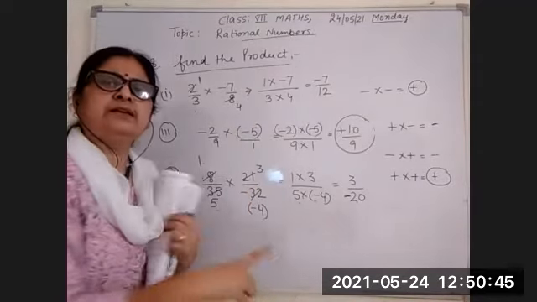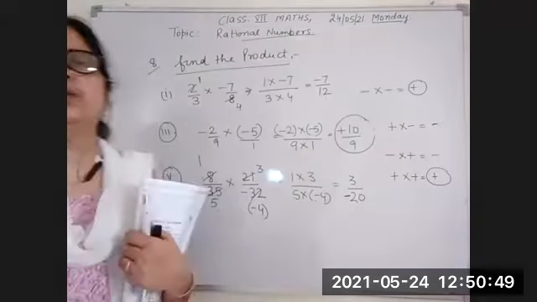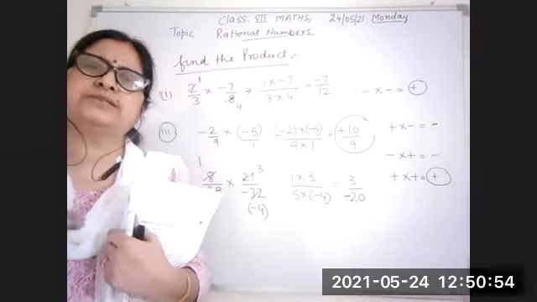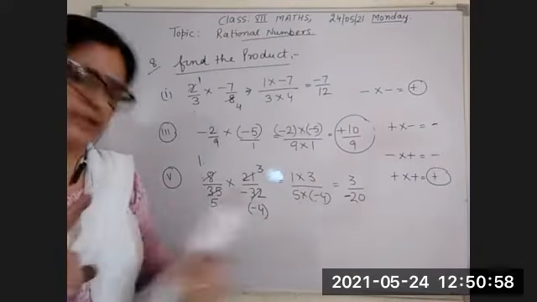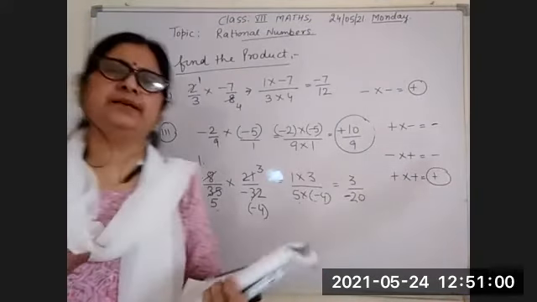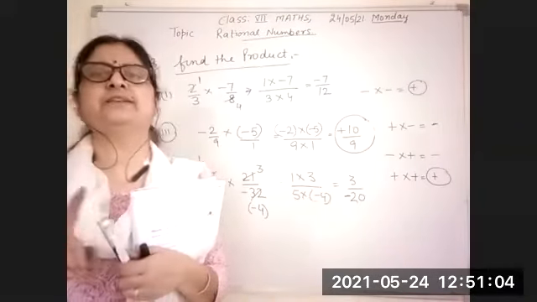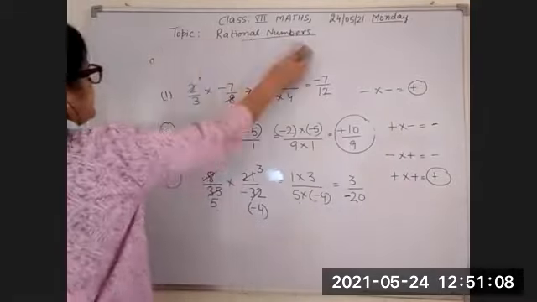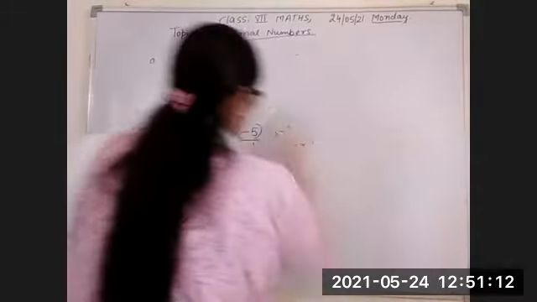This is the method. If any number can be reduced to the lowest term, first convert it into the lowest term, then multiply the rational numbers. Now our second part is find the value. Now how do we divide rational numbers? Our next question is about division, how to divide the rational number.